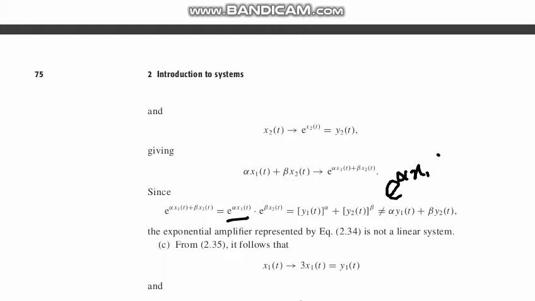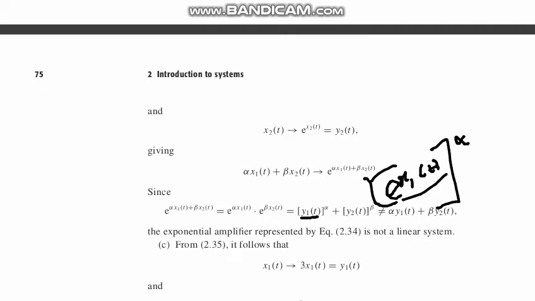According to the rule of index, or the power, if it is multiplied, we can take it in a bracket, and the total will be the power of alpha. As we know, e to the power x1(t) is equal to y1(t), so it is y1(t) to the power alpha.